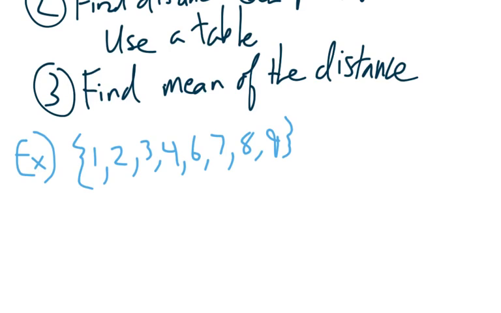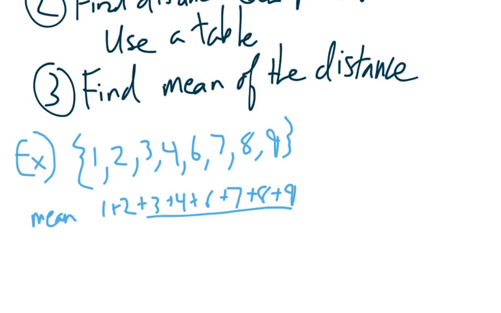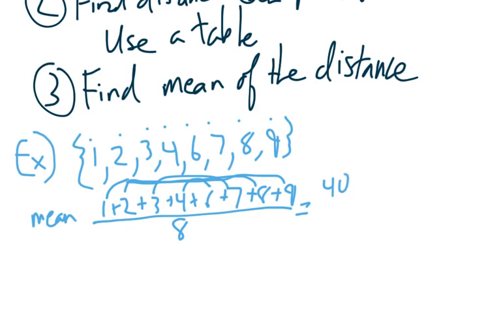Okay, so let's find the mean. That's the first step. So I have to go 1 plus 2 plus 3 plus 4 plus 6 plus 7 plus 8 plus 9. And then we have 1, 2, 3, 4, 5, 6, 7, 8 data points. So we'll divide that by 8. All right, so if we go 1 plus 9, we'll get 10, 20, 30, 40. So we'll have 40 over 8, and our mean is 5. Now that was step 1.